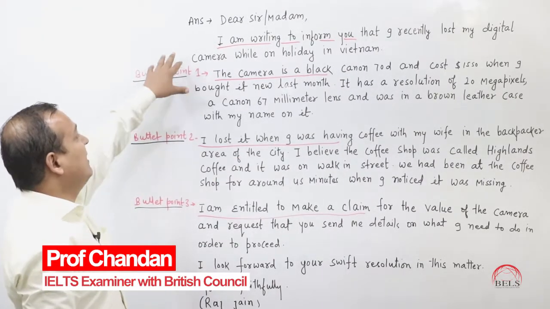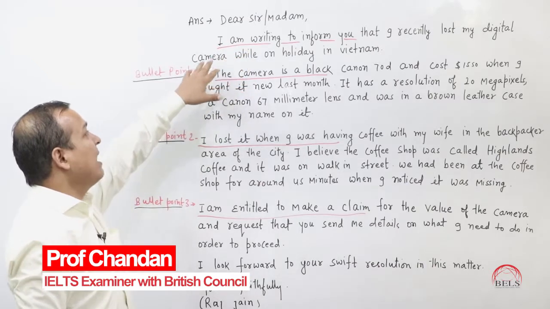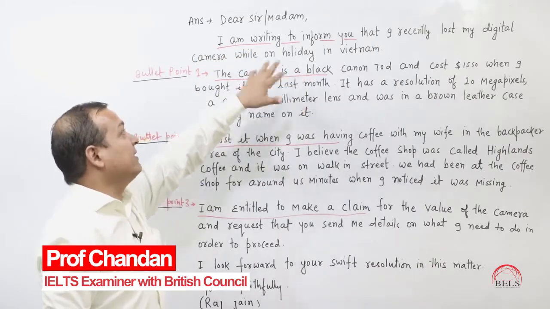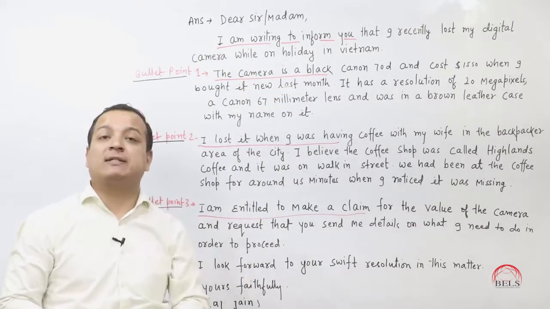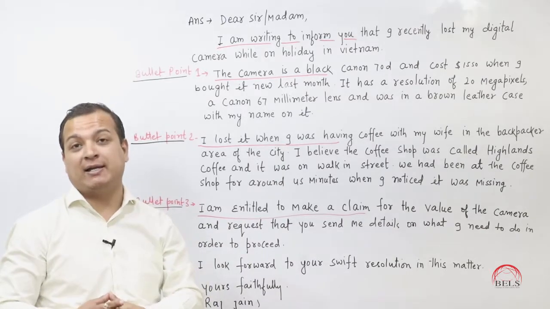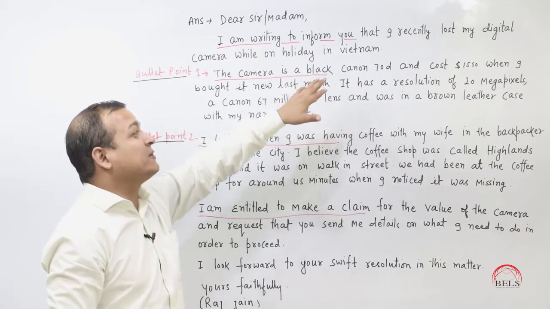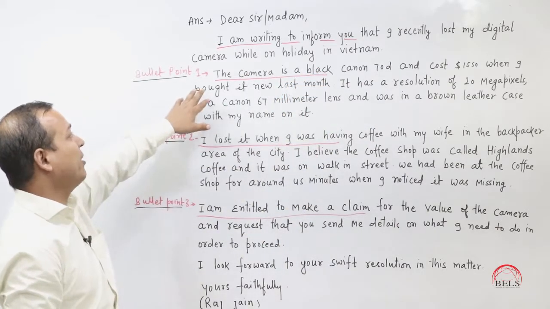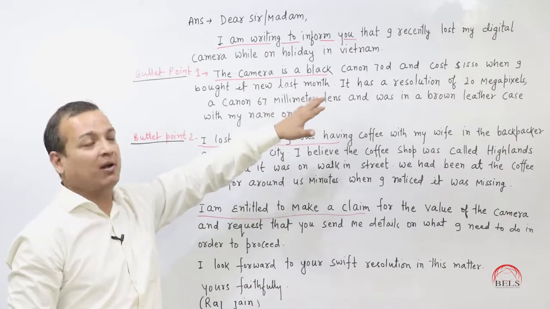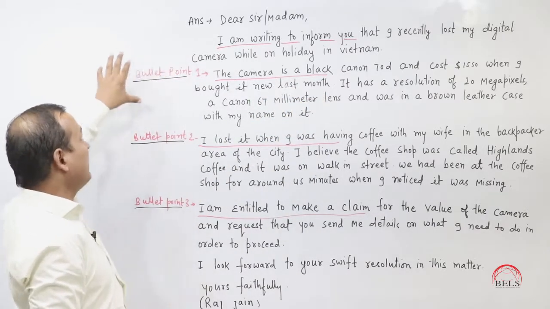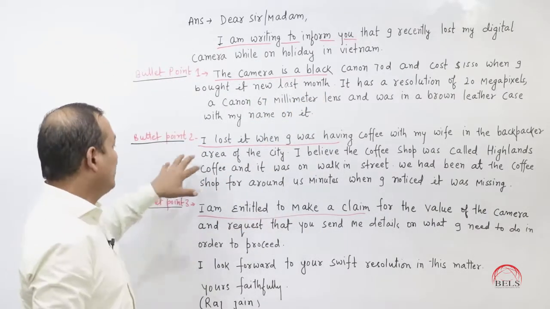I have written the answer here. Dear sir or madam, I'm writing to inform you that. Basically, this is the purpose of the letter. It is very important to highlight the purpose at the start. I'm writing to inform you that I recently lost my digital camera while on holiday in Vietnam. This is the purpose of the letter. Now you'll be coming to bullet points 1, 2 and 3.